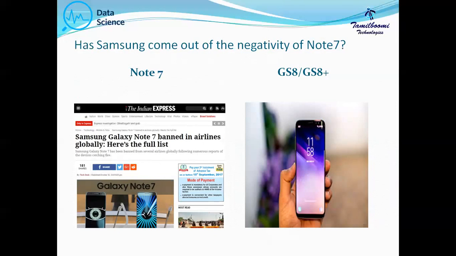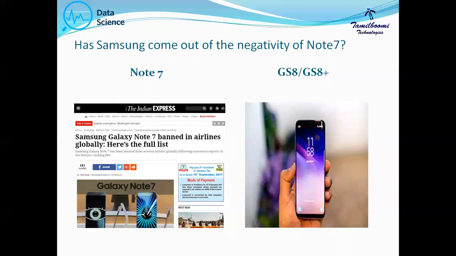So let's come to the first step of the text analytics, which is identification of the business problem. The business problem over here was that Samsung had lost a huge market share after the debacle of the Note 7. Now we wanted to know, after the release of S8 and S8 Plus, has Samsung regained the customers' trust or not? This was the business problem, right?